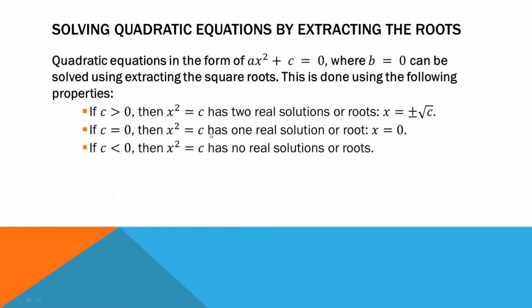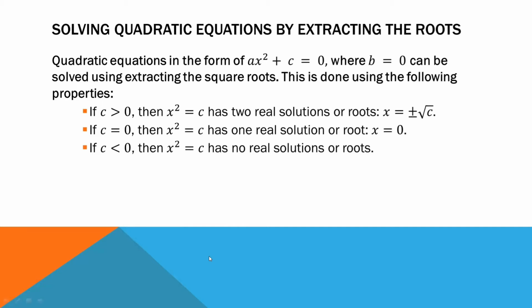in solving a quadratic equation by extracting the square root. So, a quadratic equation in the form of ax squared plus c is equal to 0. If you can see in the equation, we don't have the linear term, dahil ang b natin is equal to 0. So we are going to use extracting the square root if ang ating quadratic equation is ax squared plus c is equal to 0. Then this is done using the following properties.